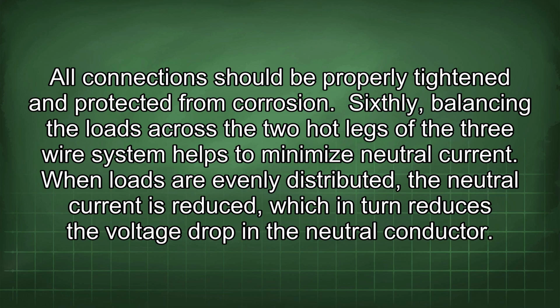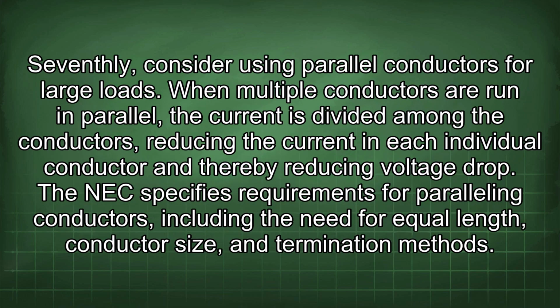Sixthly, balancing the loads across the two hot legs of the three-wire system helps to minimize neutral current. When loads are evenly distributed, the neutral current is reduced, which in turn reduces the voltage drop in the neutral conductor.